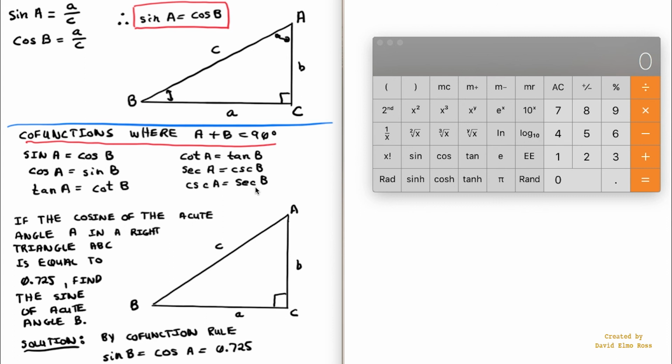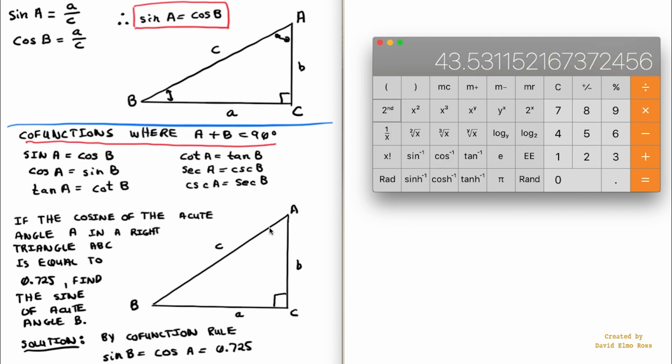Now, if we take a look at this little problem, it says if the cosine of the angle A is equal to 0.725, find the sine of the acute angle B. So let's put in 0.725 and do inverse cos. That means this angle up here is 43.5 degrees. Now let's find out what this angle is down here by changing sign and adding 90.